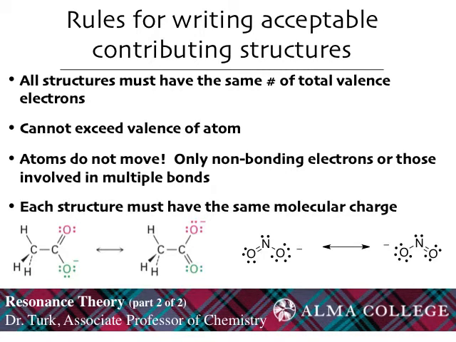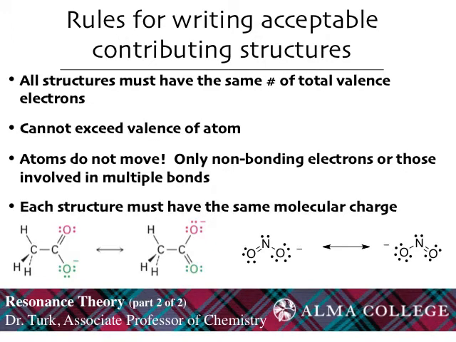The second one's a little bit easier to understand. We can't exceed a valence of electrons. So if we look at, for example, the two structures of acetate or the two structures of nitrate, all the atoms have 8 electrons, and we're not exceeding them. We don't have 10 electrons around any of those atoms. We also don't move atoms. So in all these structures, the atoms are in the same place.